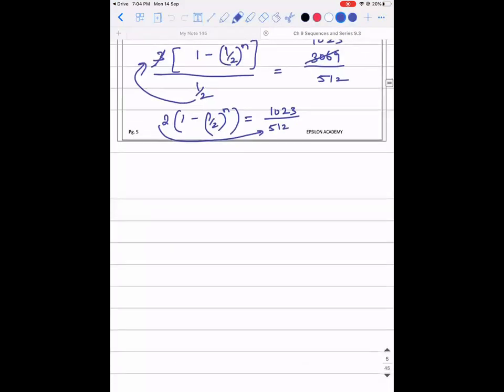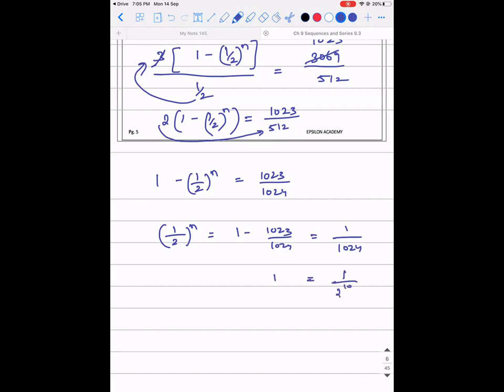So 2 will get multiplied. 1 minus 1 by 2, the whole power n is 1023 divided by 1024. So 1 by 2, the whole power n is equal to 1 minus 1023 by 1024. That will be 1 divided by 1024. 1024 is 1 divided by 2 power 10. So 1 by 2 power n is 2 power 10, which implies n is 10.